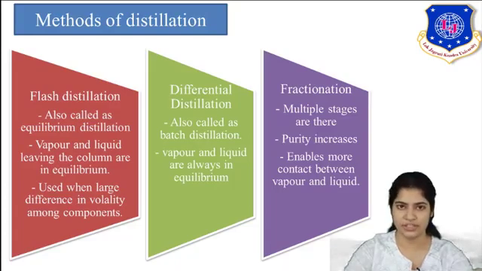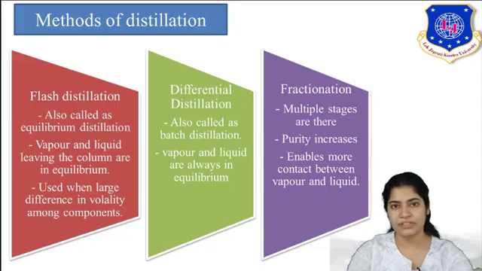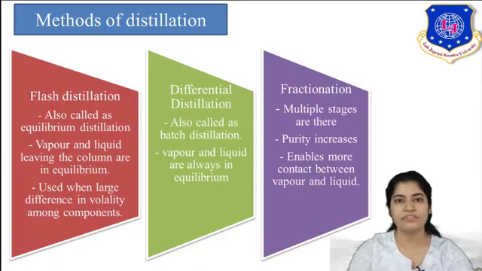The second one is differential distillation. It is also called batch distillation. Here also the vapor and liquid are always in equilibrium. Batch distillation means you are carrying out the distillation process in a single batch. It is not a continuous operation. As you heat it, the vapors evaporate and are collected into a condenser. They are condensed and then taken out as distillate. As vapor is rising continuously, vapor and liquid at every small instant of time are in equilibrium. Hence the name differential. At small intervals of time your equilibrium conditions are changing.